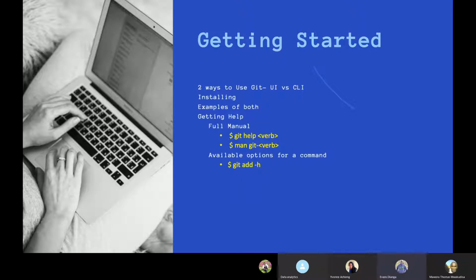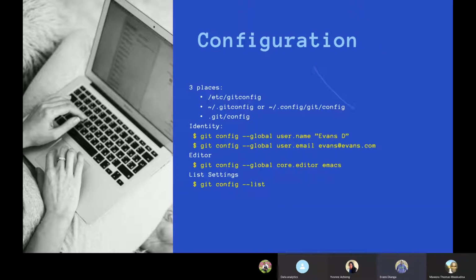Okay. So how do we configure Git? There are 3 places where Git looks for configuration files. The first one, especially if you're on Linux, is /etc/gitconfig. That is the system-wide.